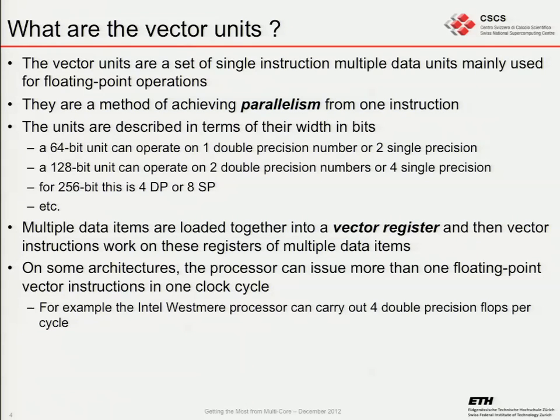Now, on some architectures, as we've discussed before, we can get more than one floating point instruction per clock cycle, 4 double precision flops per cycle, plus it's a multiply add.